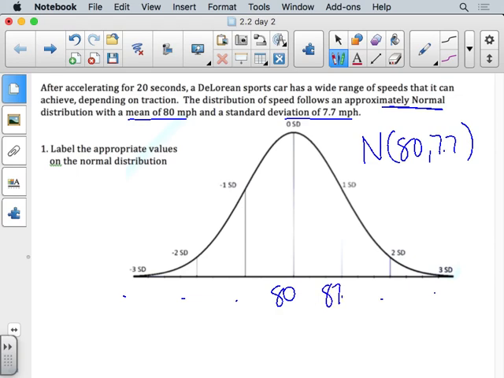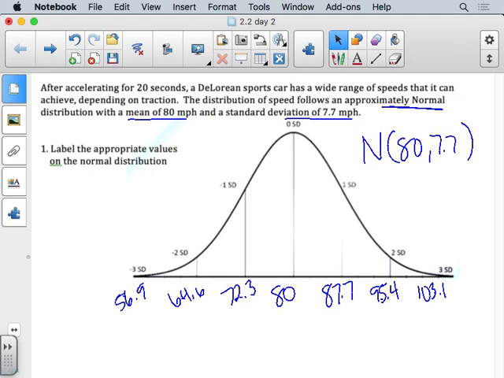So let's see, you should have been able to fill in the graph to look along these lines, unless I got it wrong, but I think that's pretty good. So that should be your labeling for the graph. Minus 7.7. You keep going, plus 7.7.